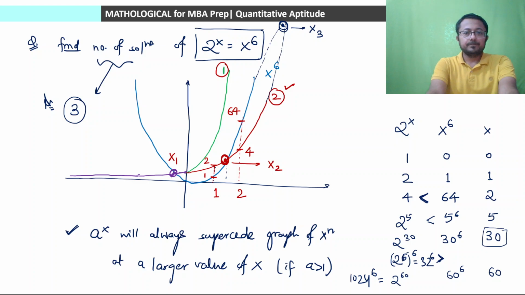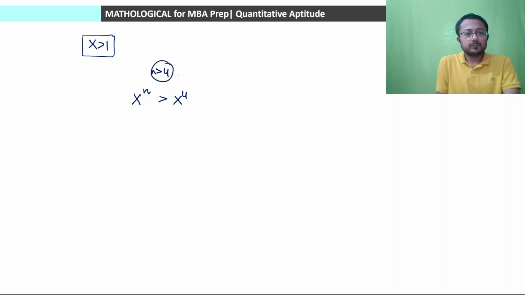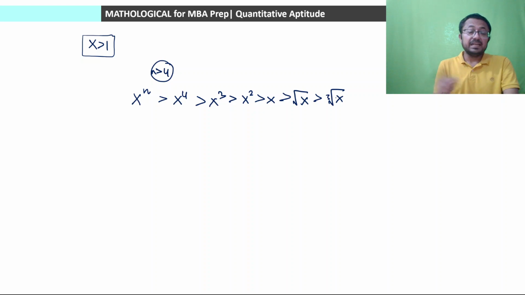So as we discussed in the previous session, if x is greater than 1, x to the power n will be greater than x to the power 4 if n is greater than 4, will be greater than x cube, will be greater than x square, will be greater than x, will be greater than square root of x, will be greater than cube root of x and so on. But additionally, ये तो सारी की सारी चीजें पैटर्न में होल्ड कर ही रही हैं.